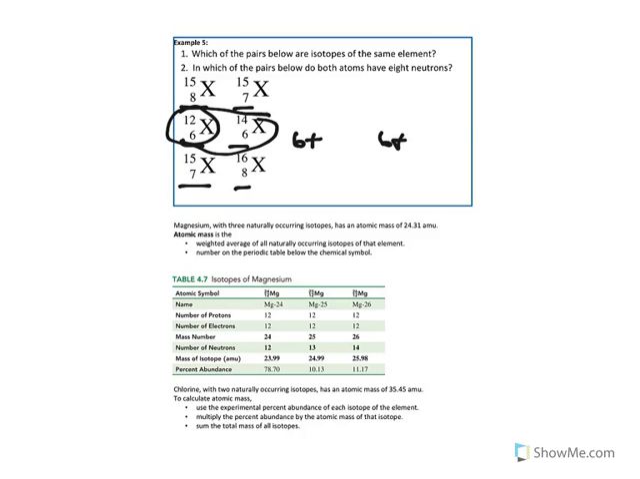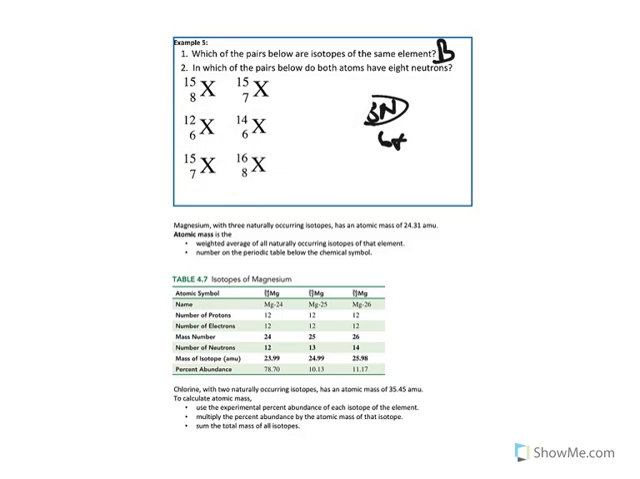But the first one of pair B has 6 neutrons. The second one has 8 neutrons. How did I get 6 and 8? Again, remember that the mass number is the number of protons plus the number of neutrons. So to determine the number of neutrons, you take the mass number and subtract the number of protons. 12 minus 6 is 6. 14 minus 6 is 8. So pair B are isotopes of the same element.